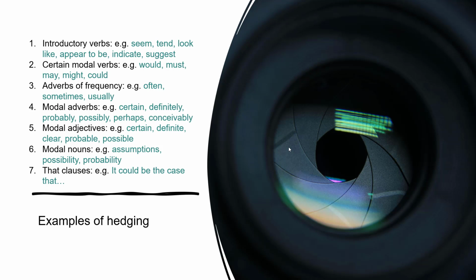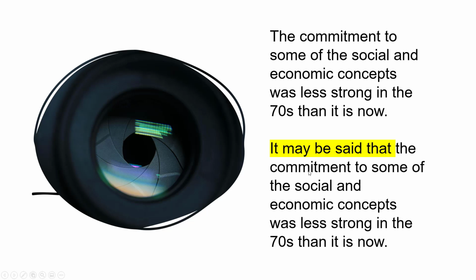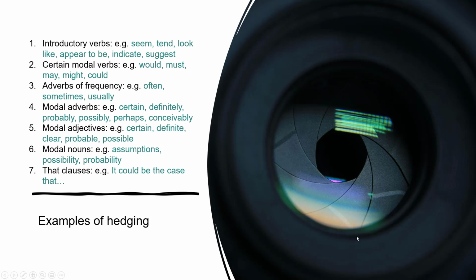Here is a list of words that are typically used to hedge. So we have different kinds of verbs. You see that we have introductory verbs and certain modal verbs. And then we have adverbs of frequency, how often something happens. And then we have modal adverbs, adjectives, and modal nouns, and "that" clauses. If you look at the past example here, it's a that clause. "It may be said that", and that's how they've hedged in this sentence.